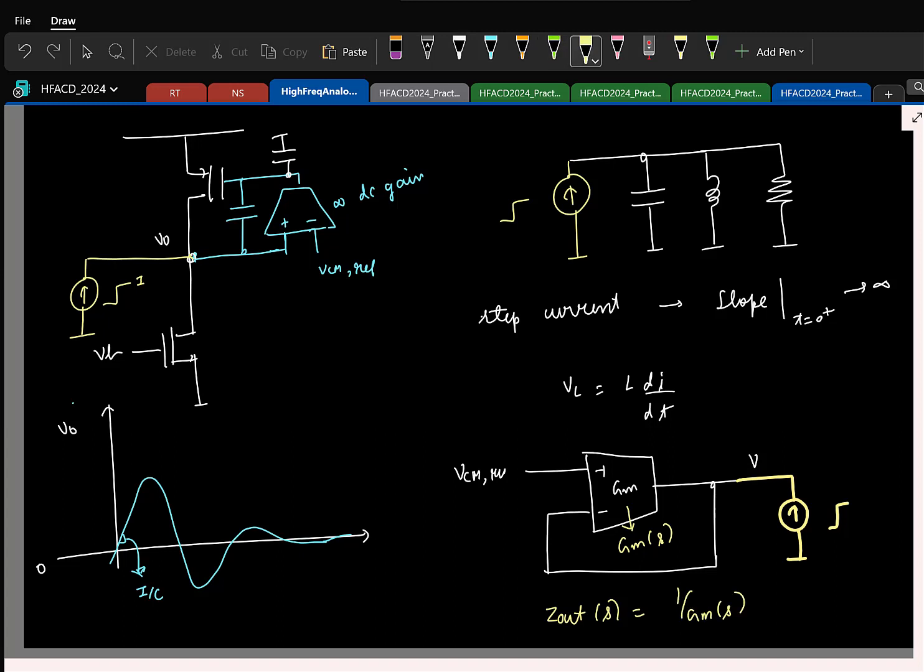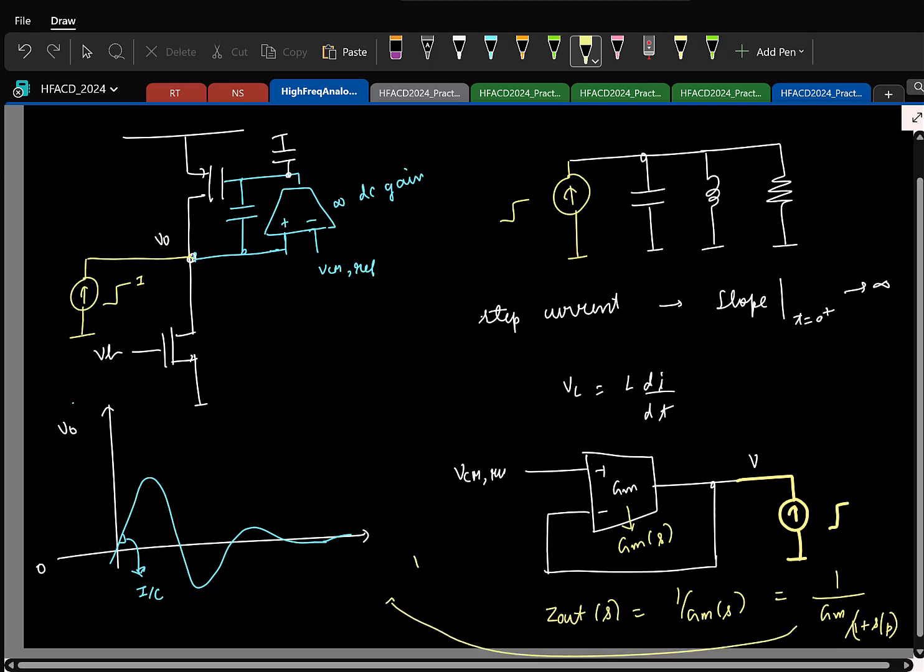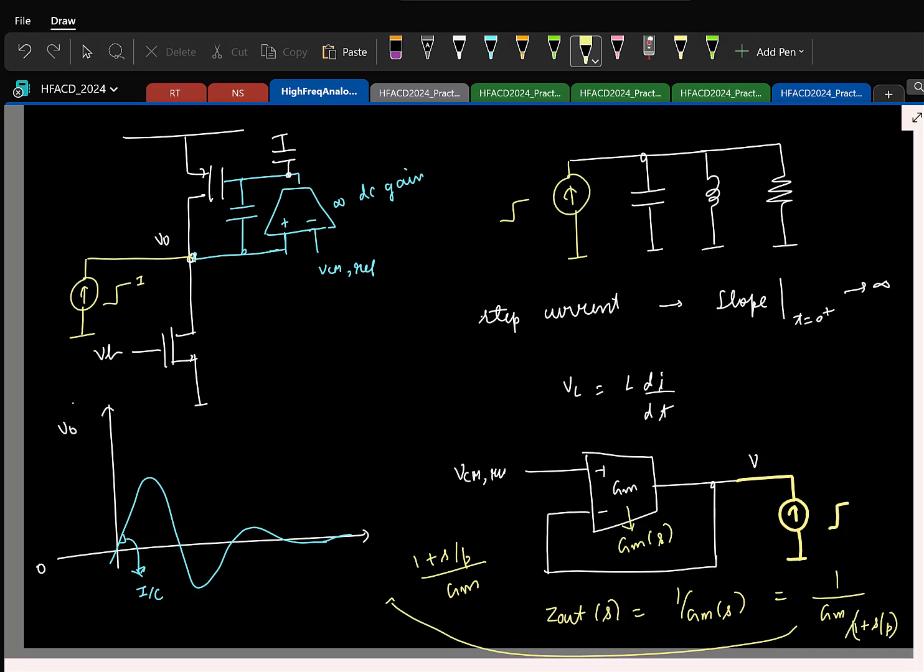Okay, and of course now GM, as we told, has some poles, so you can think of it as GM by some, let us say, 1 plus S by P. So if I simplify this, I'll have something like this, right? This is giving rise to the inductive component, because if you have S times something, that is the impedance of an inductor.